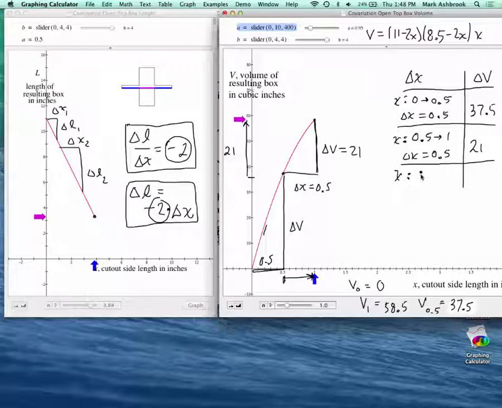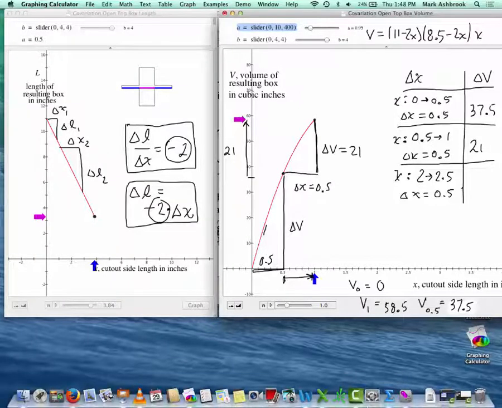Okay, I want you to do this one more time for practice. Go from 2 to 2.5. Go. x goes from 2 to 2.5. Delta x is what? 0.5. Find delta V. Go.